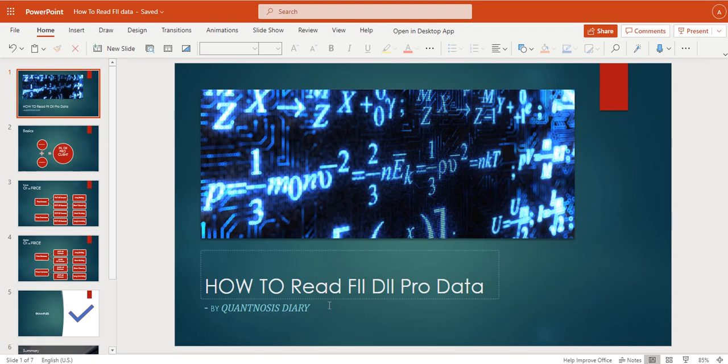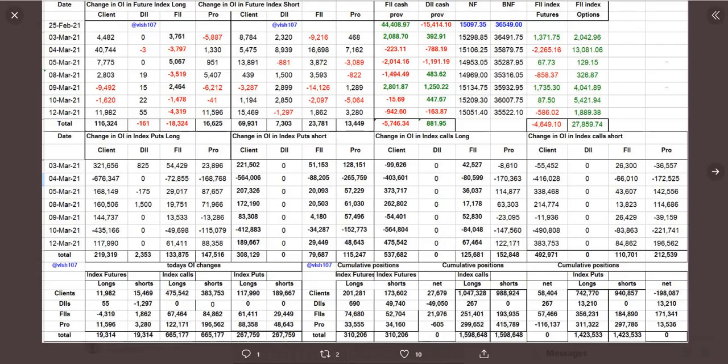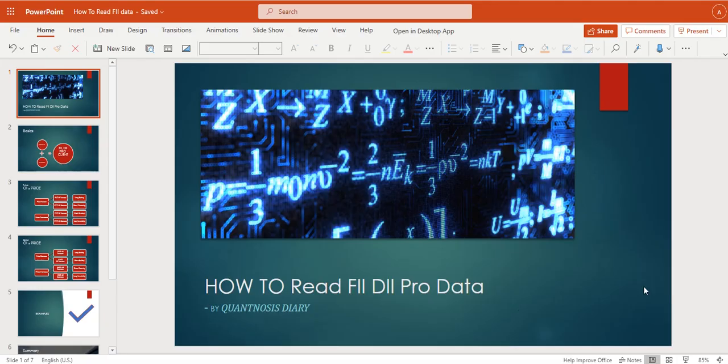So have you guys come across an Excel sheet that looks like this, either on Twitter or in a Telegram channel or somewhere else, and then you got confused whether these participants, FII, DII, Pro, are on the short side or long side? You could not figure it out. Well, this video will show you how to read the FII DII Pro data, where to get it, and how to interpret it for your own analysis.